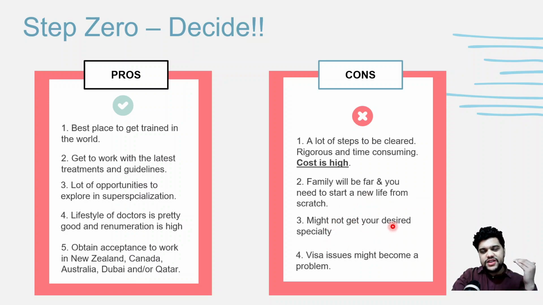And one thing is that you might not get your desired specialty, because there are a lot of things involved in getting into residency, and you need to work a lot. So sometimes it might happen that you might not get into the residency of your choice. That might be there. And sometimes visa issues might become a problem because you're going to a foreign country and practicing there. So those are there.